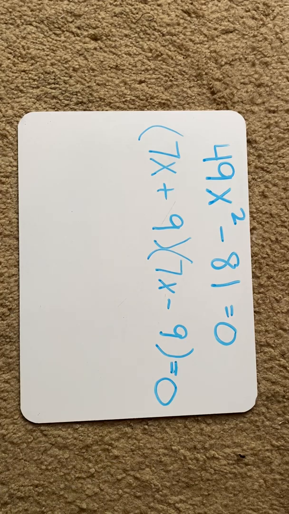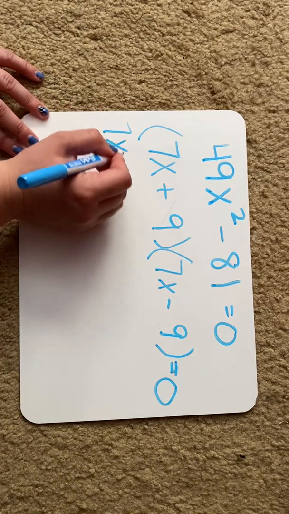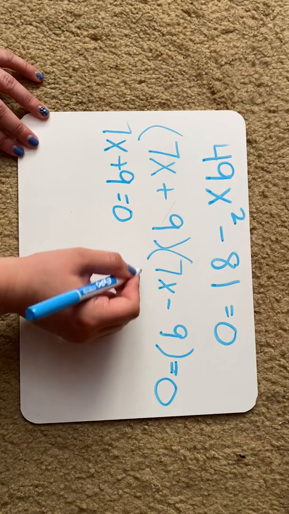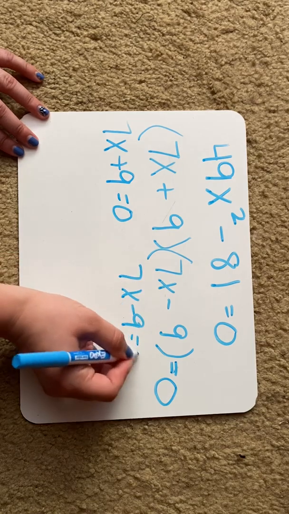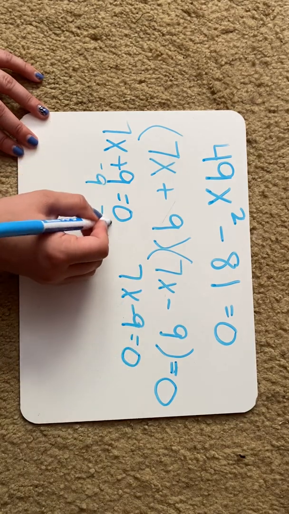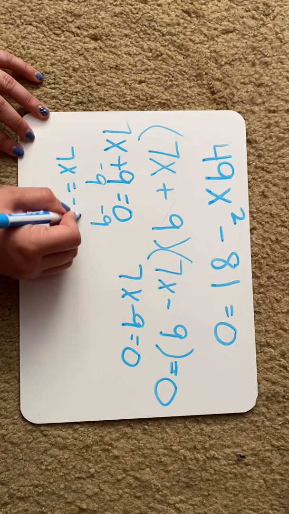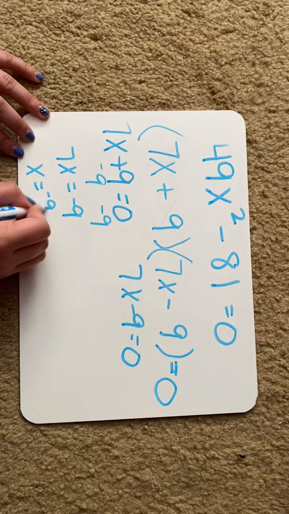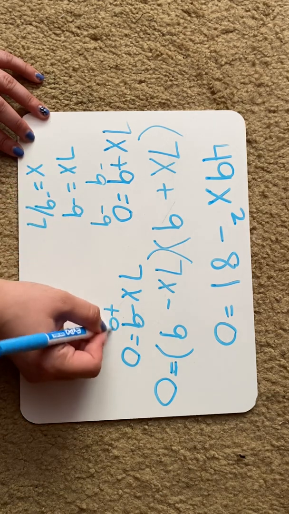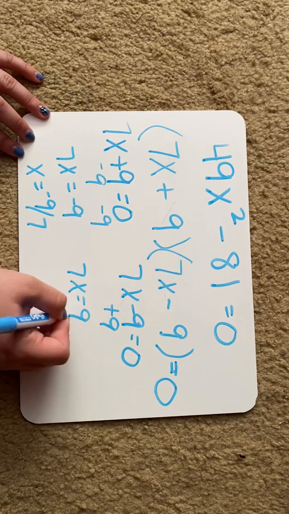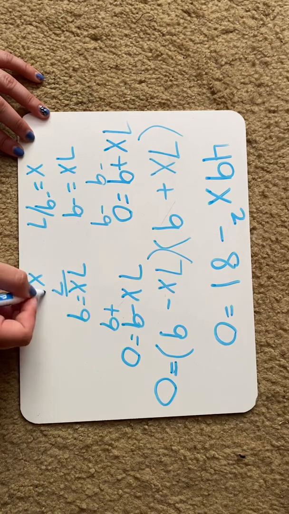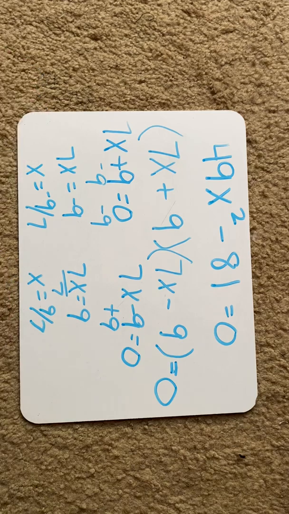So now we set each set of parentheses equal to 0. 7x plus 9 equals 0. 7x minus 9 equals 0. And then solve your equation. 7x equals negative 9, so x equals negative 9/7. Add 9, 7x equals 9. Divide by 7, x equals 9/7.